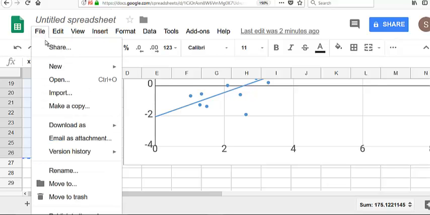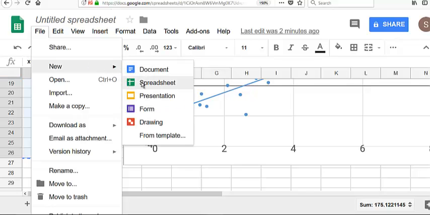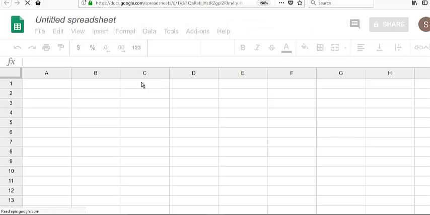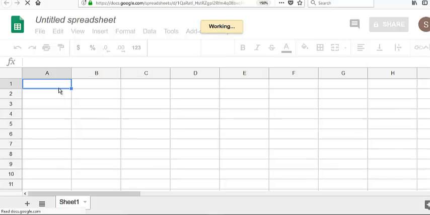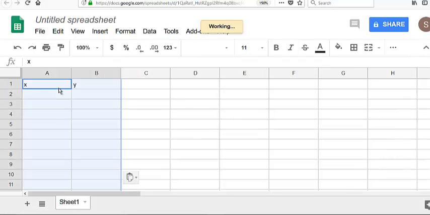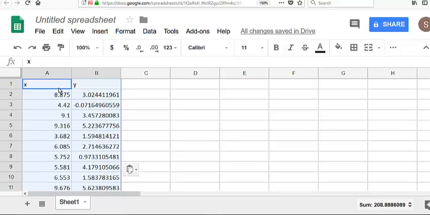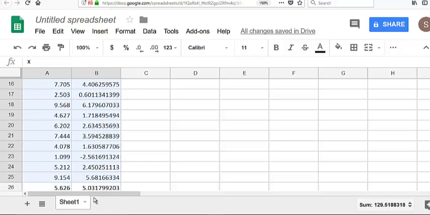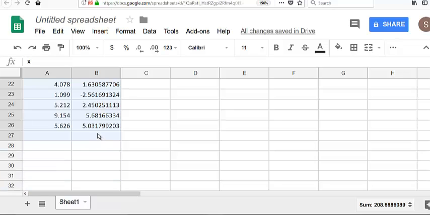So I'm going to create a new file. I'll zoom out in a second here. Let me get my data in. Okay, so you'll read in the data. The video shows you how to do that. And there we go. So we have X and Y data. To create a scatter plot, you can highlight the two columns that have all the data. In this case, there are about 25 data points.